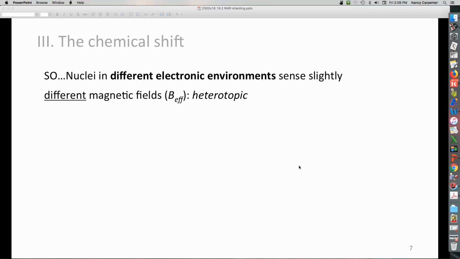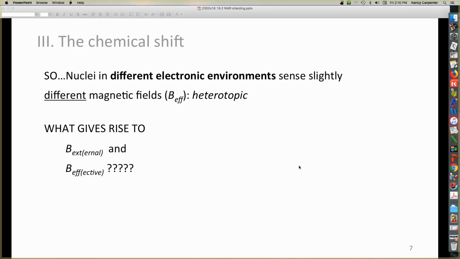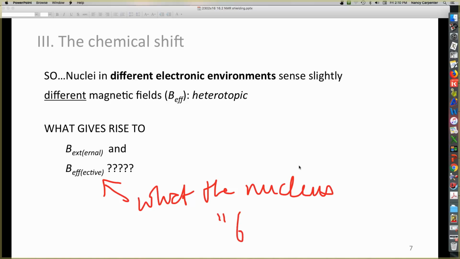But just restating what we've already learned, that nuclei in different electronic environments sense these different effective magnetic fields, and they're heterotopic. The question is why? What gives rise to this difference between the external magnet and what the nucleus actually feels? So that's what this one is. What the nucleus feels.